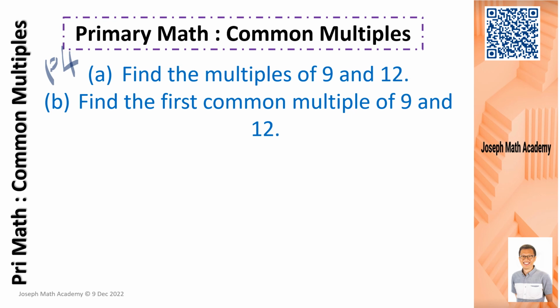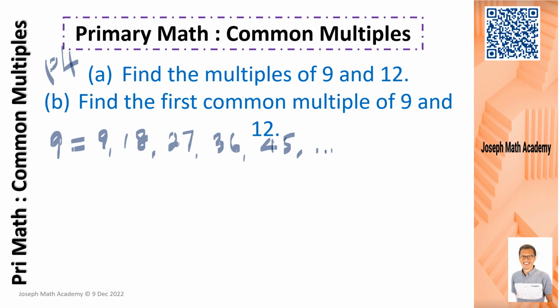So I'm going to do listing now. The multiples of 9 are 9, 18, 27. Okay, so how do I get all this? It's very simple. 1 times 9, 9. 2 times 9, 18. 3 times 9, 27. Right? 4 times 9, 36. 5 times 9, 45. And the list continues because it is endless. It is infinity. Right? So I've already listed the multiples of 9.